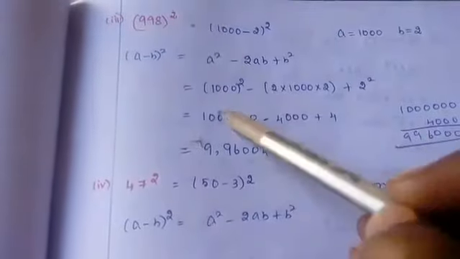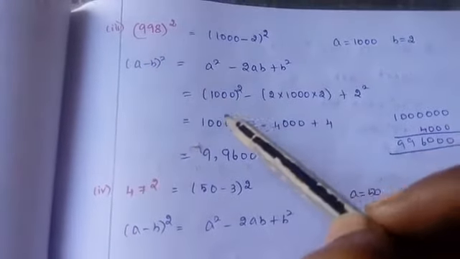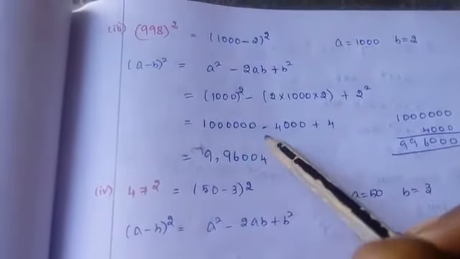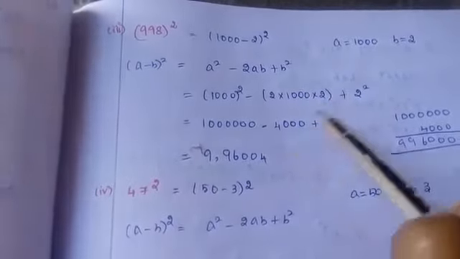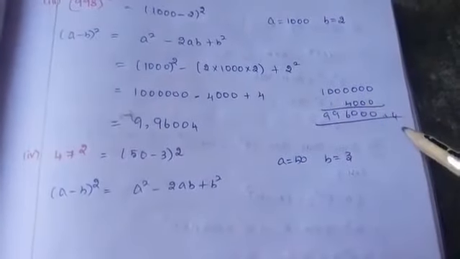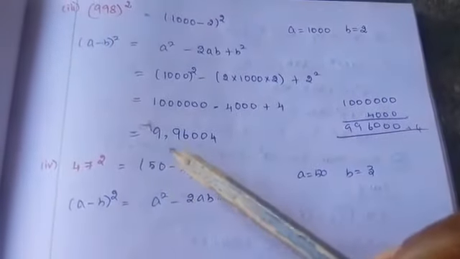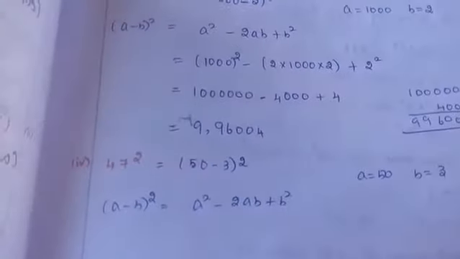We can add these 2 values and then subtract this value. 1000 the whole square, that is 10 lakhs, and then multiplication 2 into 2, 4, 4000, 2 squared 4. First minus this value and then add this value. 9,96,004. 9,96,004. This is the final answer.